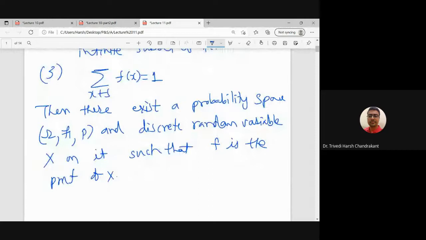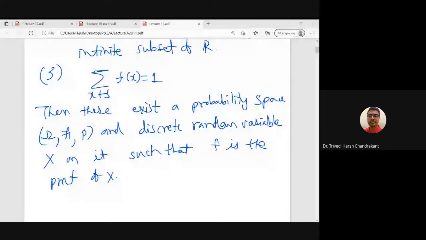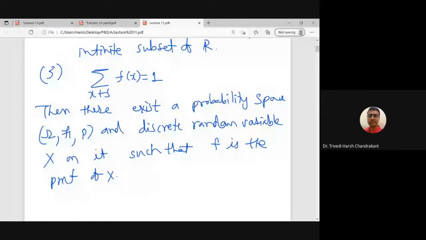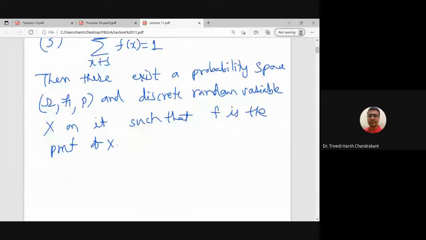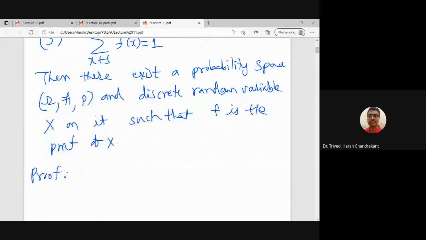For example, 1 by 2 and 1 by 2 is given. That is a function f from R to R such that f is half at one point and half at another point. Only at these points it is not zero. Then the corresponding experiment is tossing of a coin. Getting head has probability half, getting tail has probability half. Similarly, we want to associate an experiment, essentially the sample space.